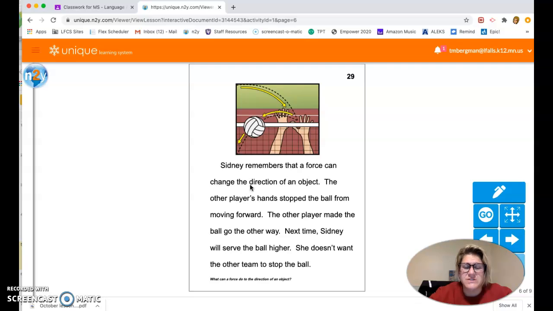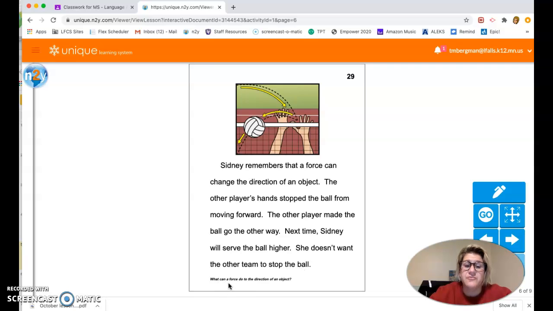Sydney remembers that a force can change the direction of an object. The other player's hands stopped the ball from moving forward. The other player made the ball go the other way. Next time, Sydney will serve the ball higher. She doesn't want the other team to stop the ball.